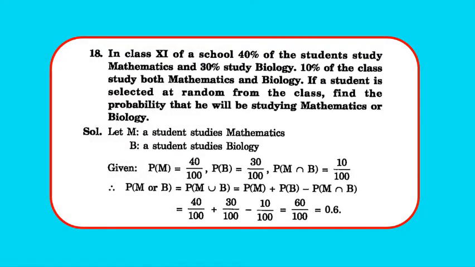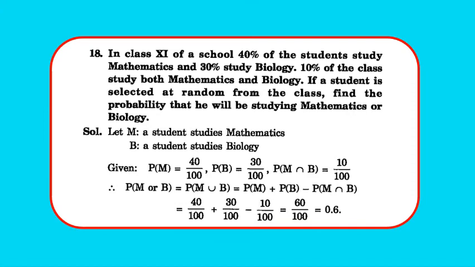Moving to question 18. In class 11 of a school, 40% of the students study maths and 30% study bio. 10% of the class study both maths and bio. If a student is selected at random from the class, find the probability that he will be studying maths or biology. Now we have done sums like this in chapter 1 also.